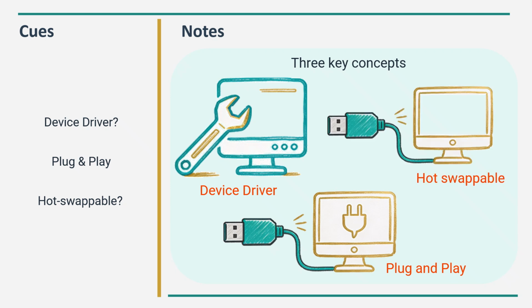Hot swappable means that you can plug in or unplug the device while the computer is still turned on. For example, USB flash drives and also USB mice. It is important to remember that even though devices may be hot swappable, you should still use safely remove or eject to avoid corrupting files during transfer.